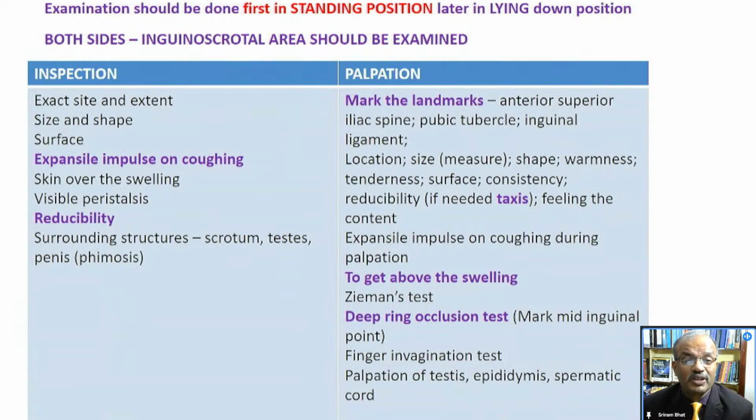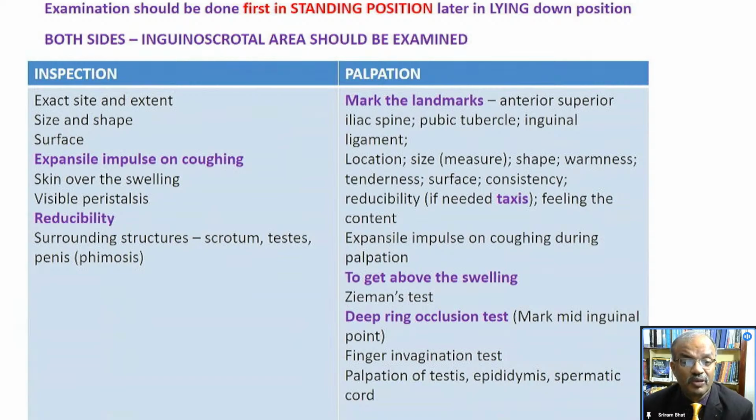These things should ideally be assessed in standing position. Then important thing is expansile impulse on coughing should come before surface. Expansile impulse is the most important thing. So ask the patient to cough in standing. You as an examiner clinician stand beside the patient, usually on the right side, on a stool, sit or stand, and ask the patient to cough. During coughing, you can see the impulse.